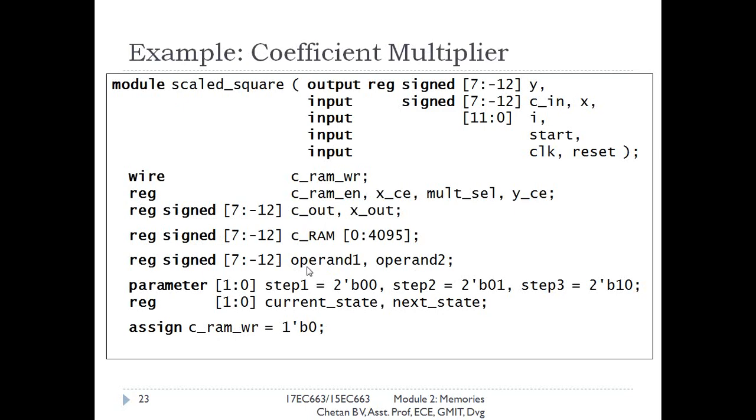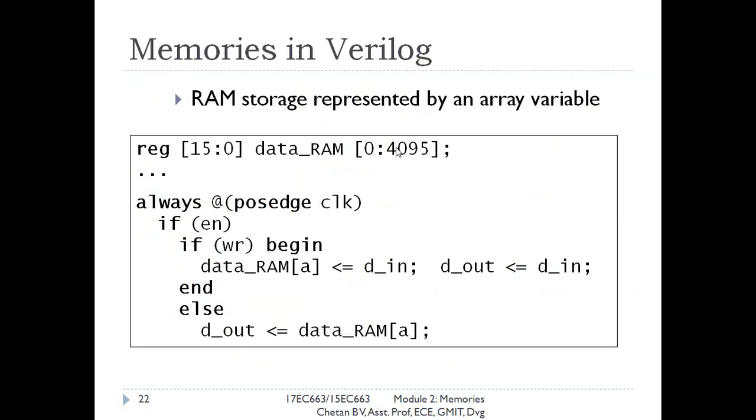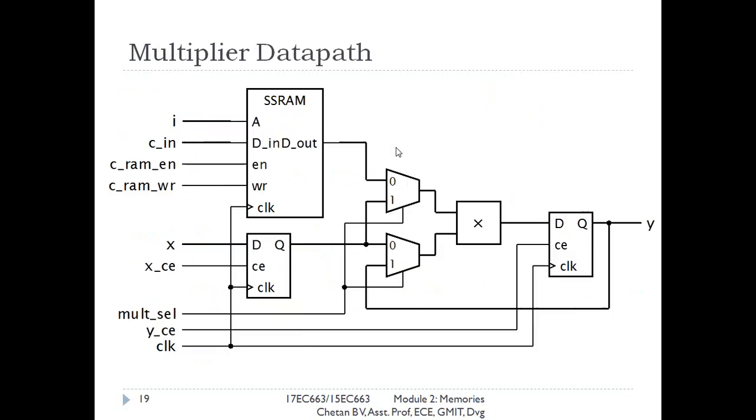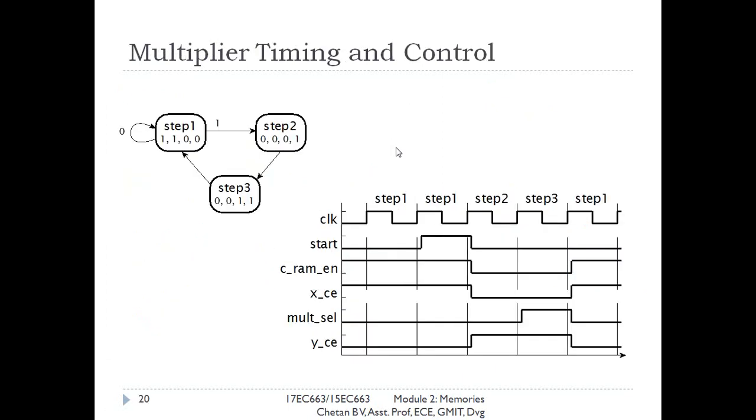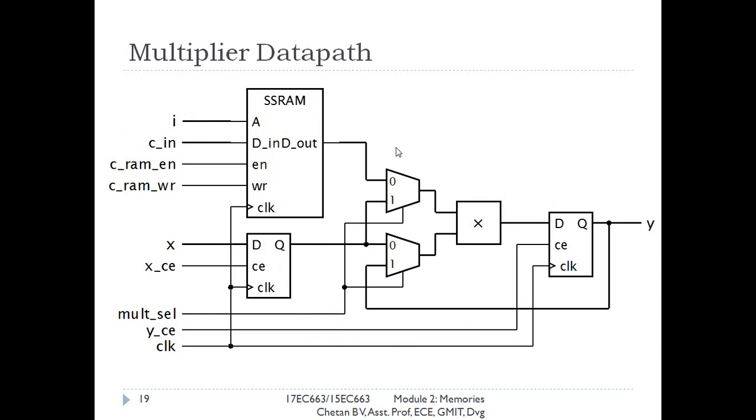So next we shall discuss an example, a coefficient multiplier, and a Verilog module for this coefficient multiplier. As you already know, the coefficient multiplier has a data path and a control section. So we write the code to model this data path. We write the statements and declarations to model this data path.